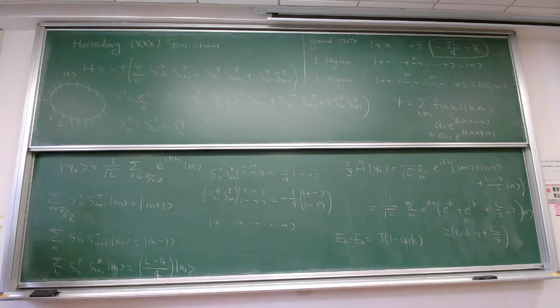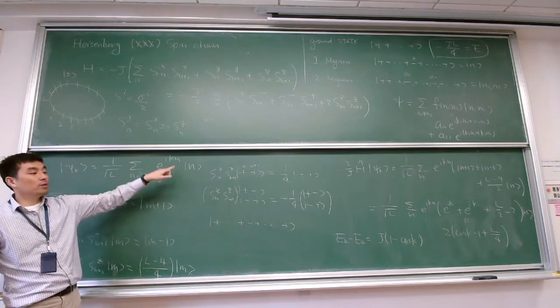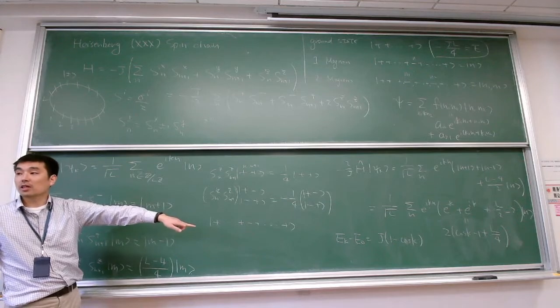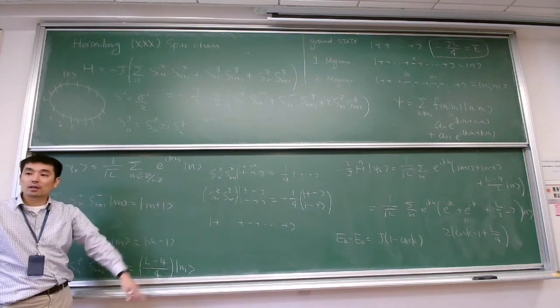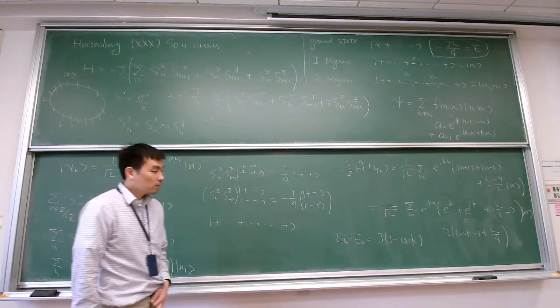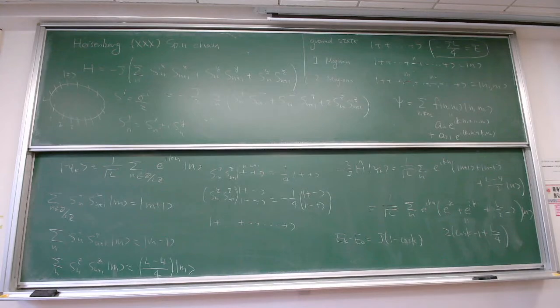So one magnon with momentum k will give you the energy here. And as he mentioned, this is a big plus. k can be any value. Okay.